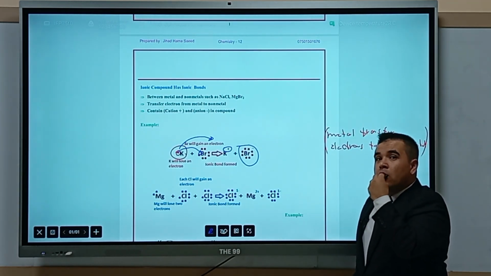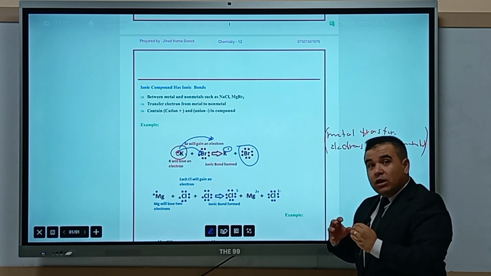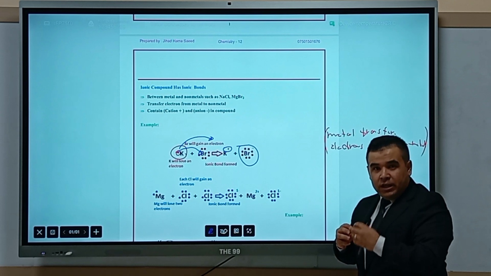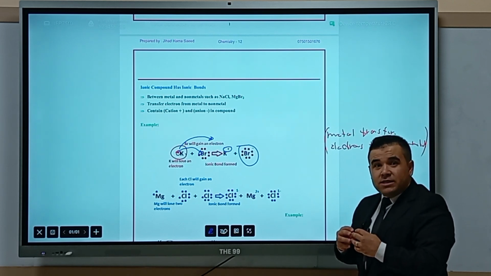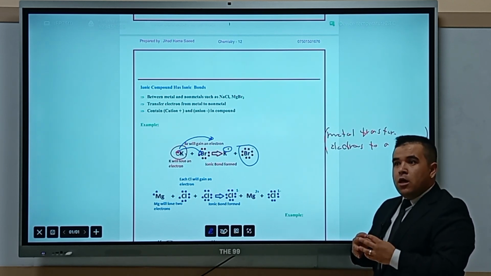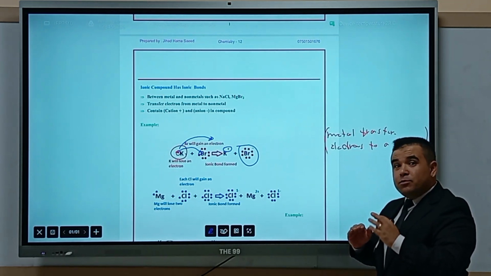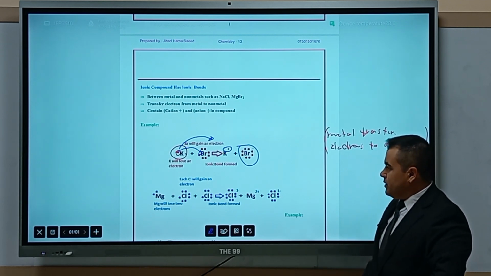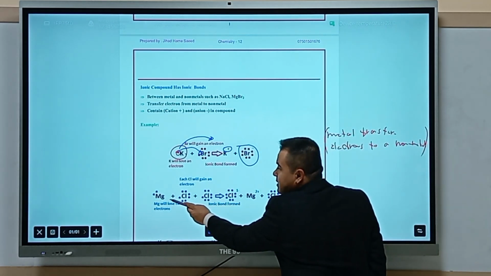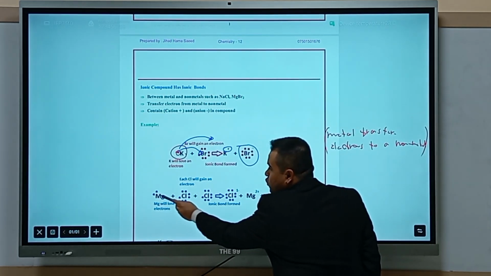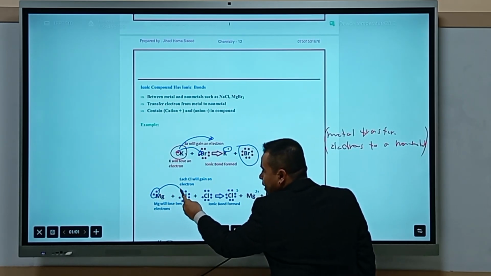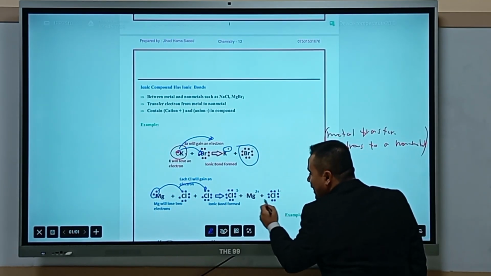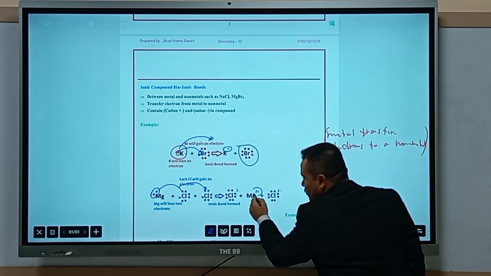Why? Because the number of protons in the nucleus of the atom predominates over the number of electrons. Why? Because in this case we have losing electrons. There will be a disruption between the numbers of electrons and protons in the atom. The same for here, guys. The magnesium is going to lose 2 electrons to 2 chlorines, 1 for each chlorine, and form Cl⁻ twice and Mg²⁺.